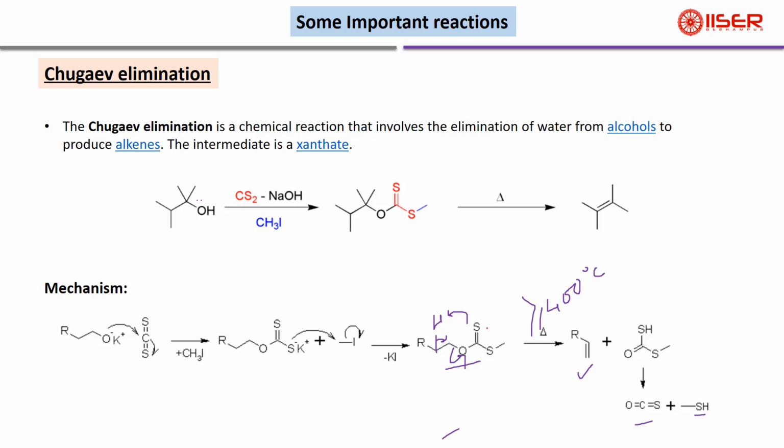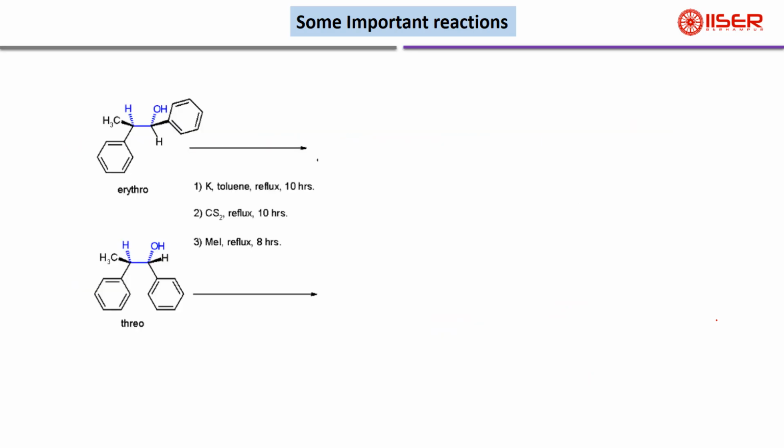The Chugaev elimination is a chemical reaction that involves the elimination of water from alcohol to produce an alkene. The intermediate is a xanthate ester. So here the OH will be converted to a xanthate ester, and after that it will undergo thermolysis or elimination through an Ei type of elimination and give us this alkene as our product. The mechanism is drawn here. A similar type of mechanism will take place and it will give us an alkene.